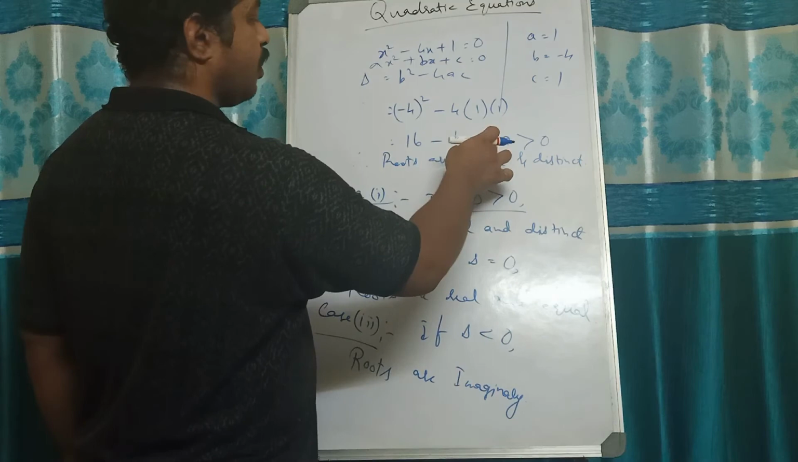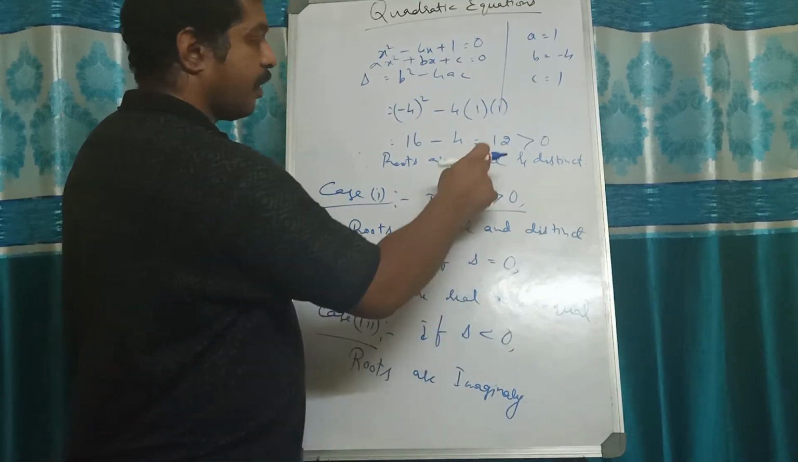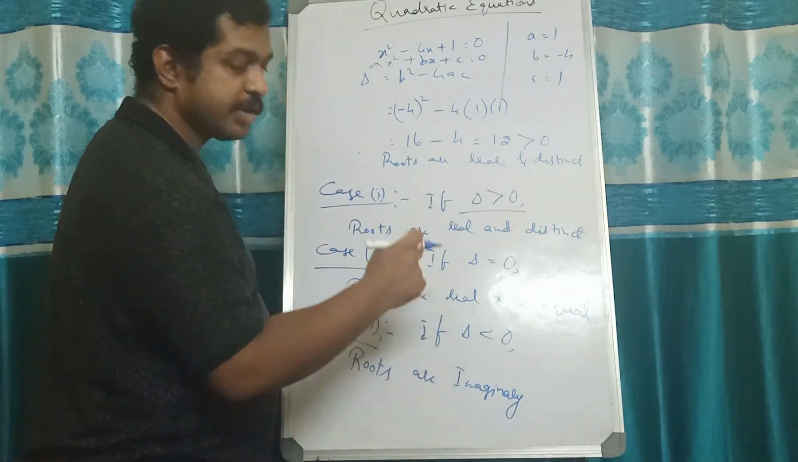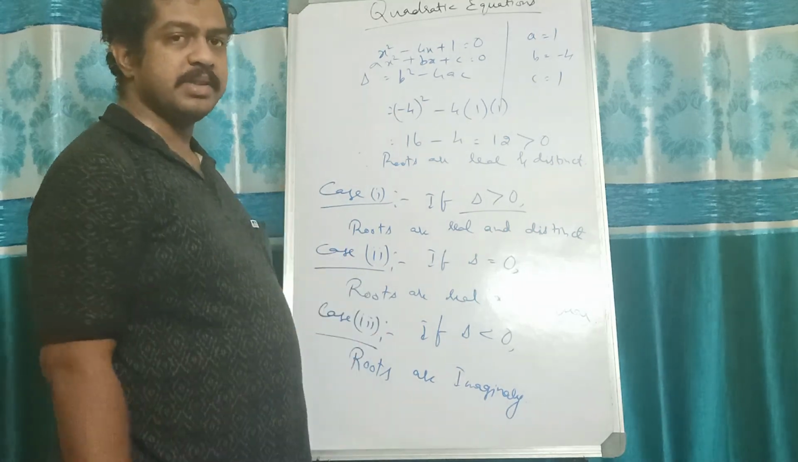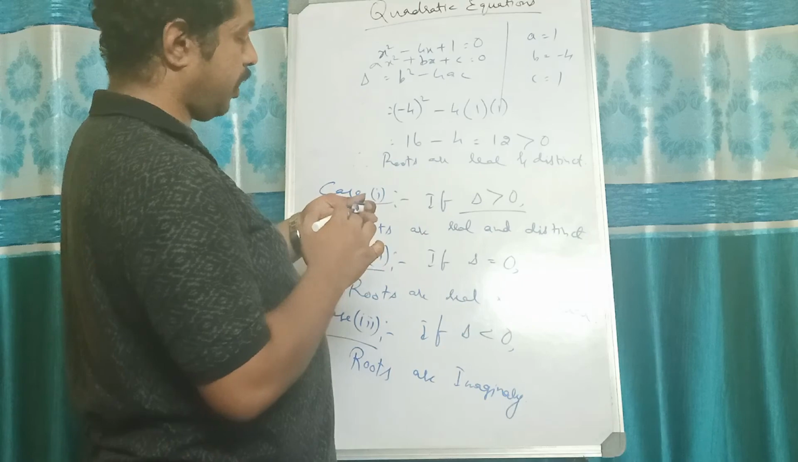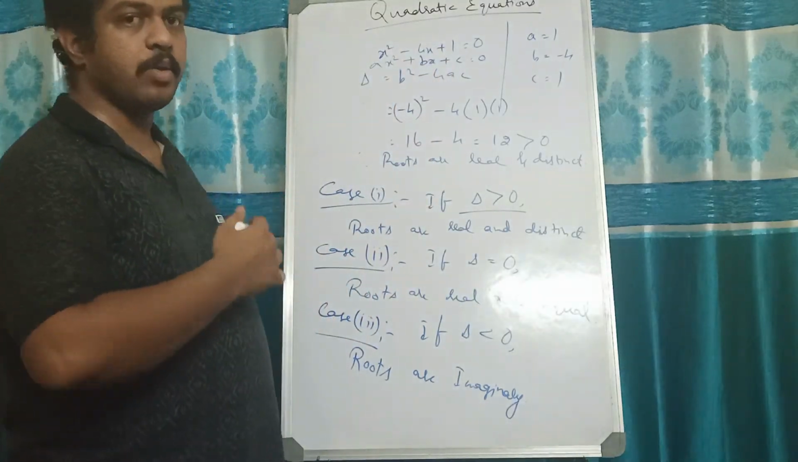Suppose this value is exactly equal to 0, we say that the roots are real and equal. Suppose this value is a negative value, then we say that the roots are imaginary and not real. Imaginary itself means that it is not a real number. So this is just one example of how you find the nature of roots of a quadratic equation.